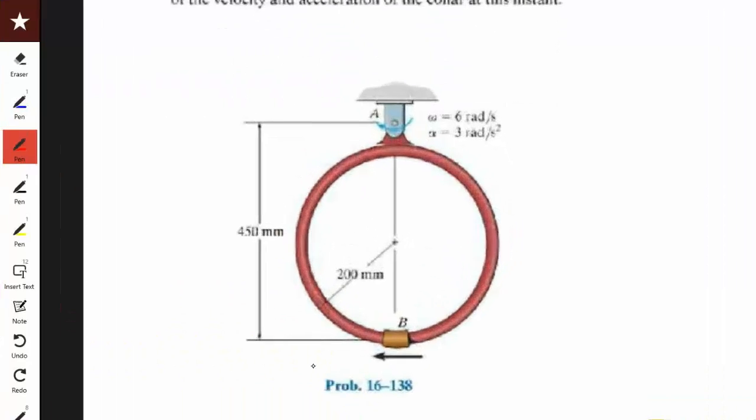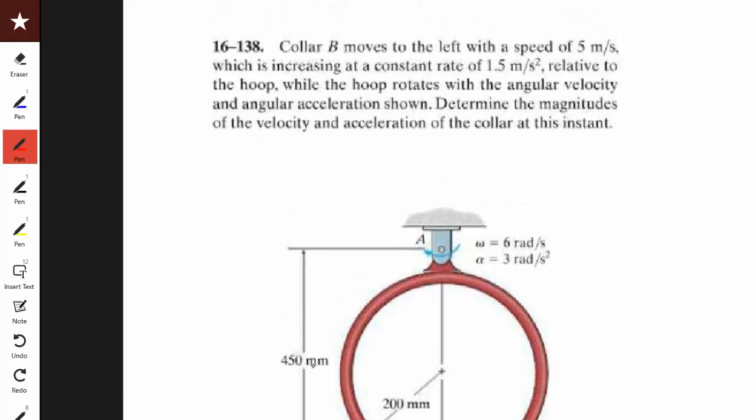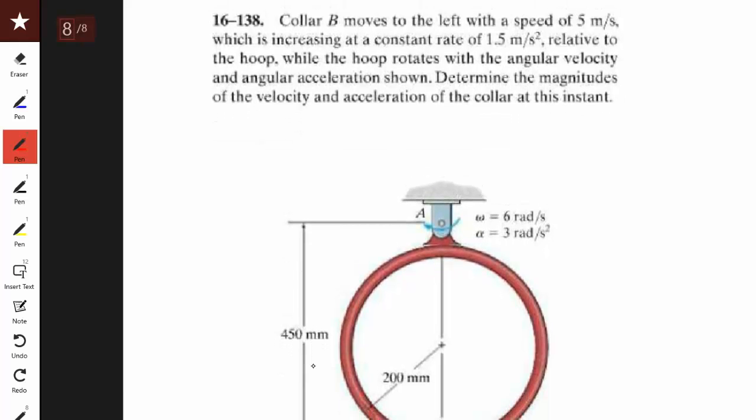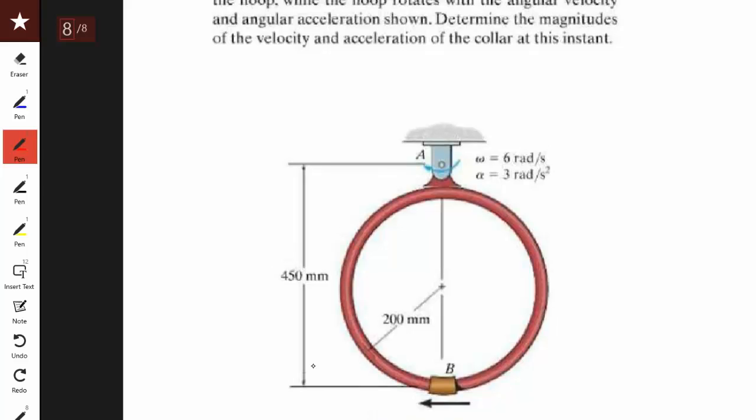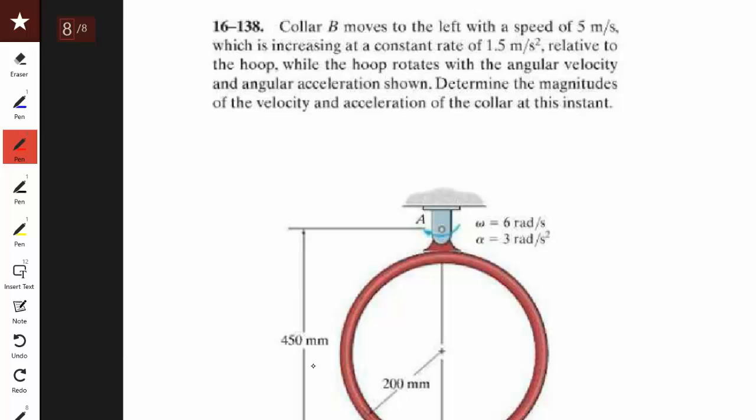Okay, this was the last one that I was asked to do. And this one is another special points problem. In this particular case, there's only two special points, A and B. And it's 2 degrees of freedom. That's why I'm given two velocities and 2 accelerations, right? I'm told that the collar moves with the speed of 5 and a constant rate of increase relative to the hoop, and then I'm also given the angular velocity and angular acceleration.